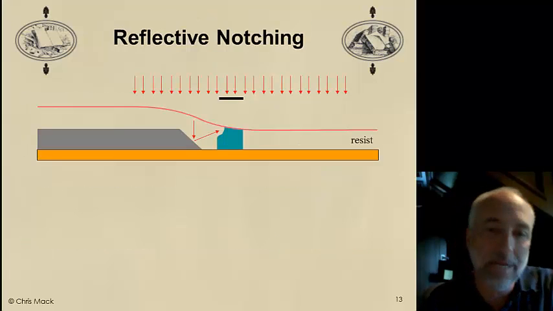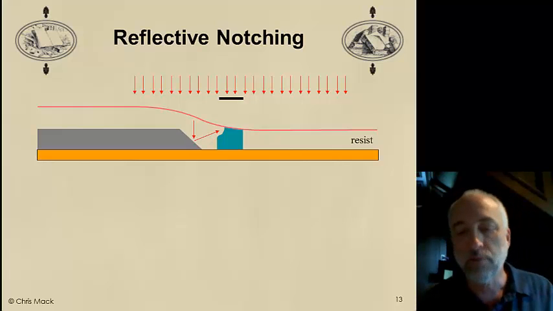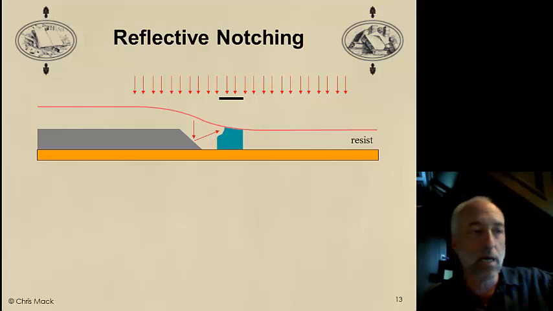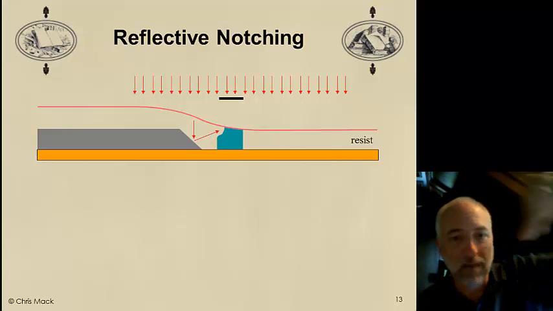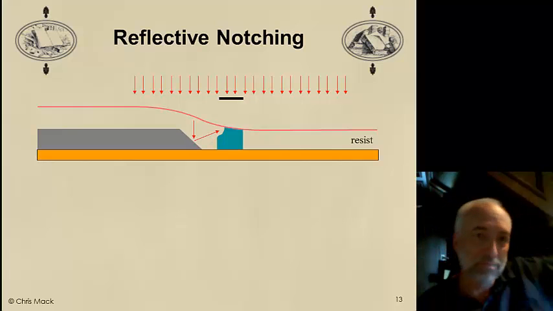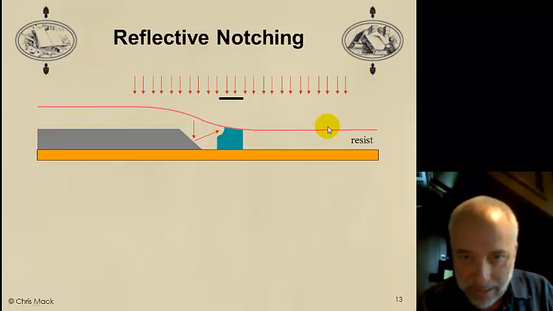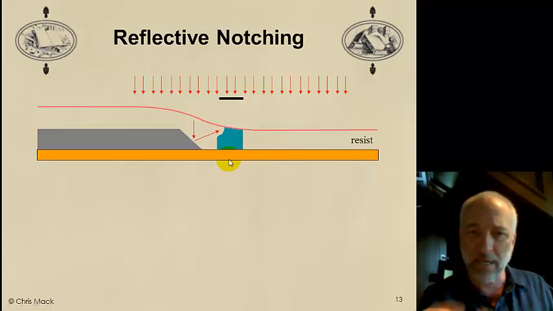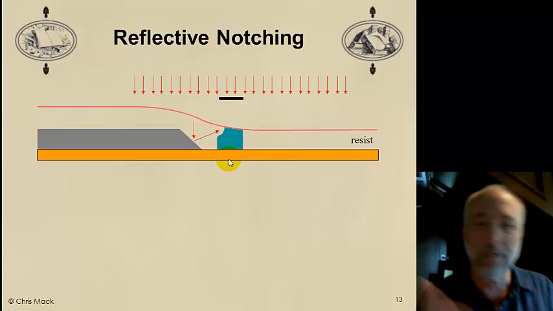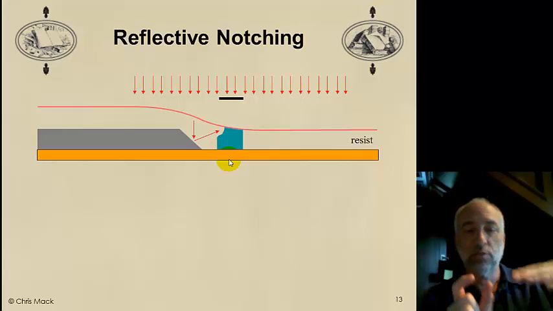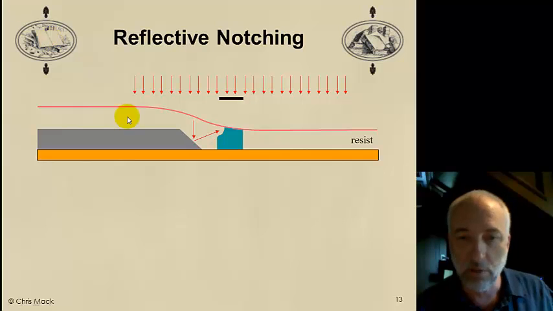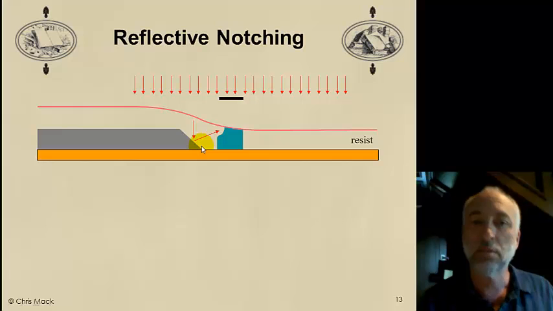One last phenomenon to worry about, something called reflective notching. In the previous example, I had a line going over the step. So the line starts at the top and then it travels down over the step. So the line was traveling in this direction. What if I have a line that's perpendicular to the page or the screen here and is traveling parallel to the edge of the step? So here's the edge of the step right here, and I have a line going parallel to that step.